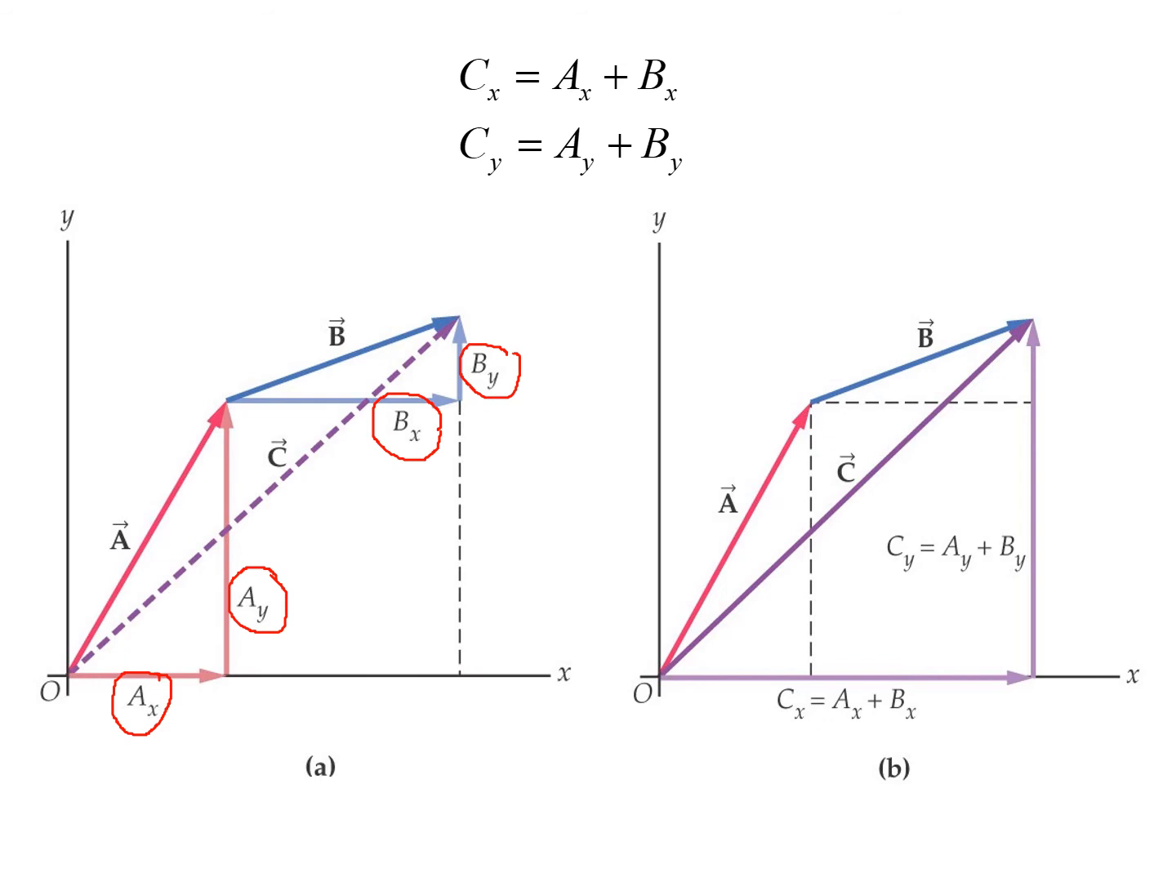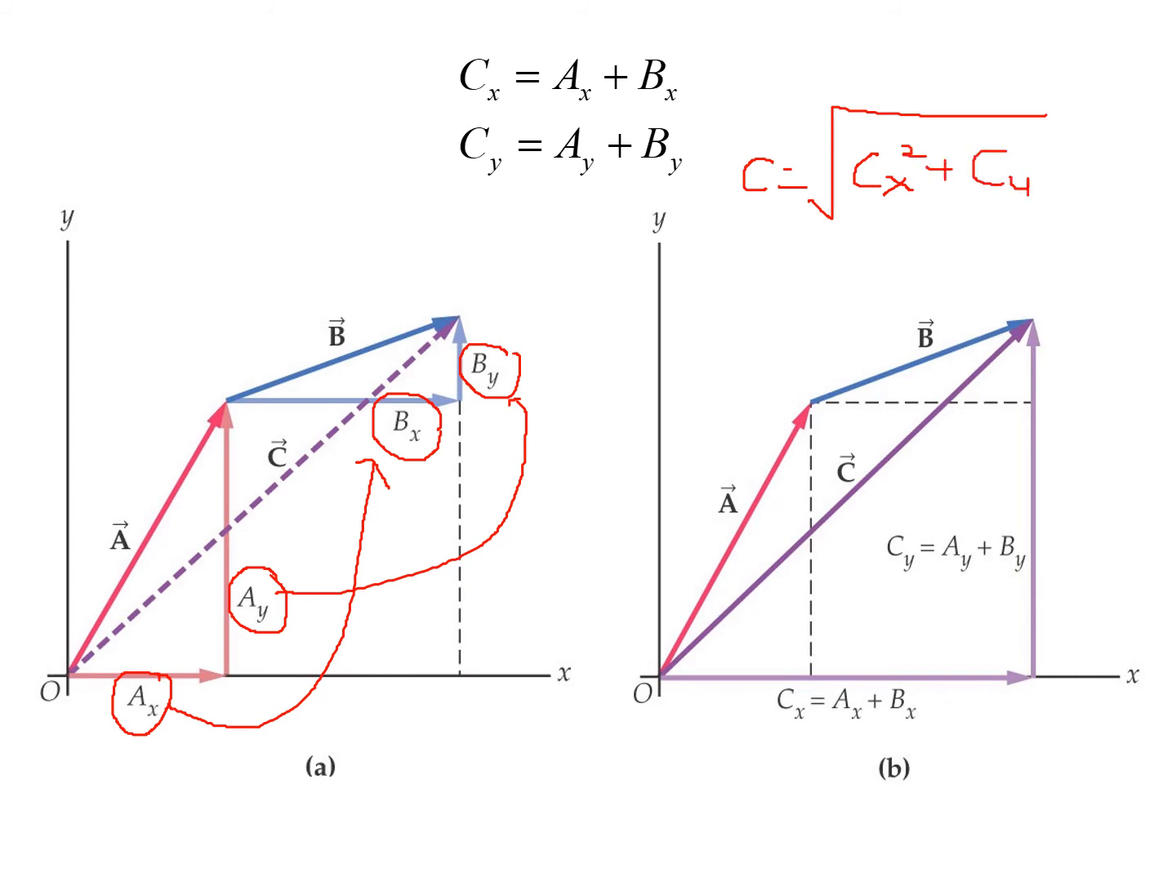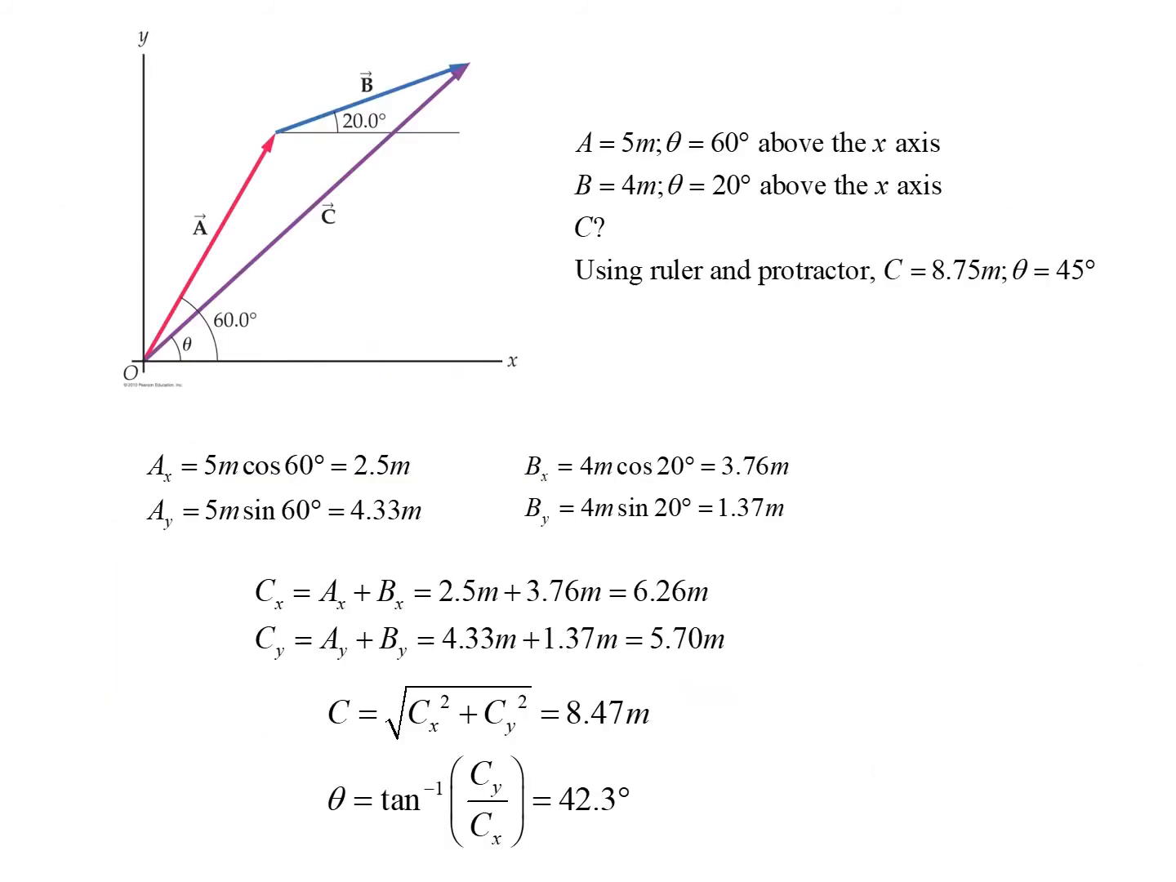So what should we do? We add AY to BY, and AX to BX. Why? Because to get C, we need to do the equation CX squared plus CY squared. What is CX? CX is AX plus BX. And what is CY? AY plus BY.